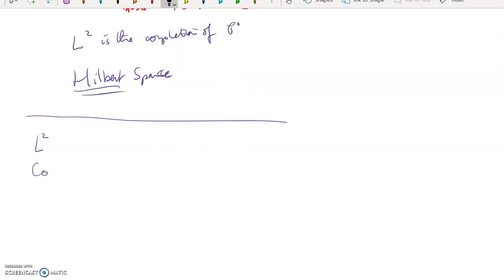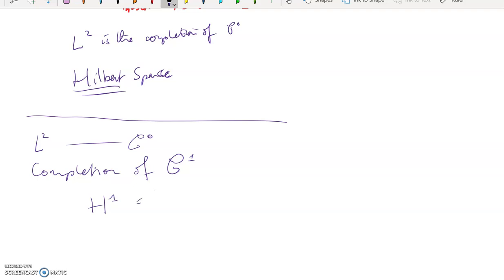So that's again the completion of C1. Okay, so L2 was the completion of C0. And what about if I want a completion of C1? I mean, you remember completion means that all sequences have a limit, C1 meaning continuous and with continuous derivatives. So these are going to be the Sobolev spaces, which also play an important role in terms of solving, for instance, partial differential equations or differential equations.